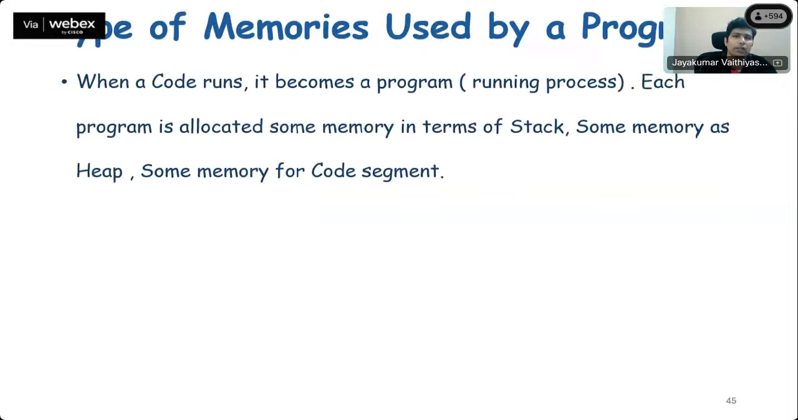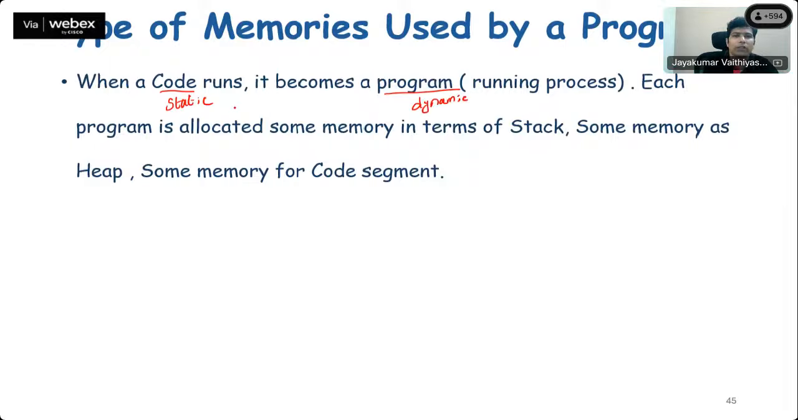So whenever you run any type of program, whenever you run any code, it becomes a program. So what is the difference between code and program? Code is static. Program is dynamic.